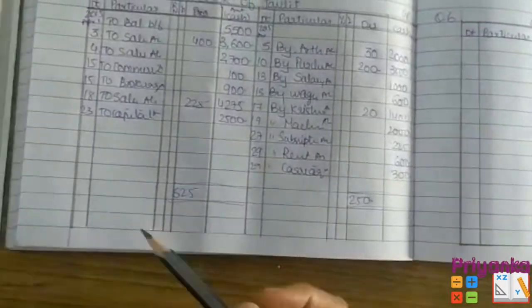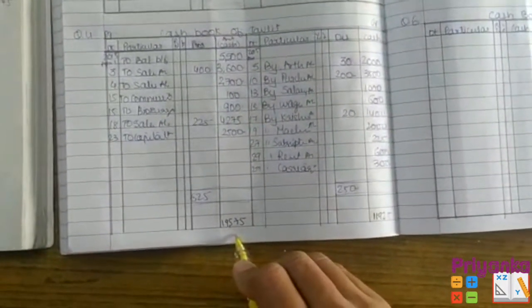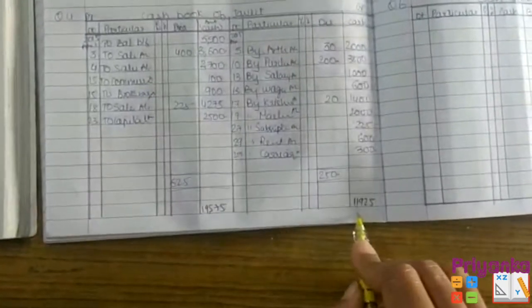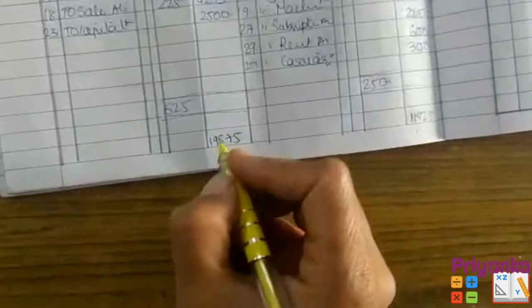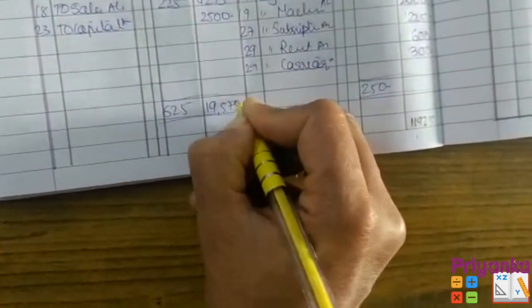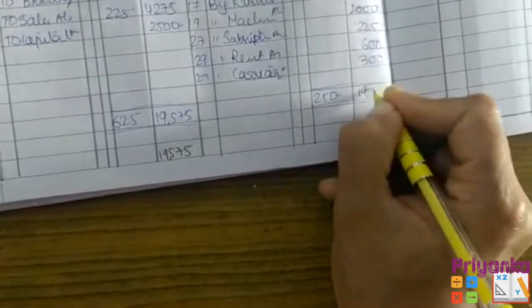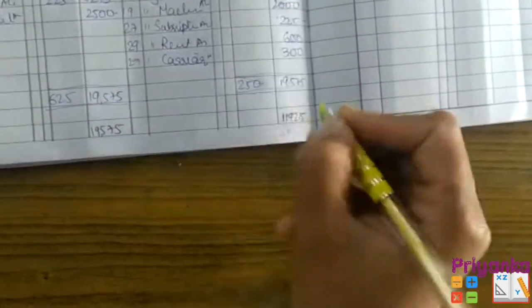Now we'll make a total of the cash column. Here I got 19,575 on the debit side, and on the credit side I found 11,925, which is comparatively less. So here I am going to write 19,575 on both sides of the cash book, and subtract the 11,925.